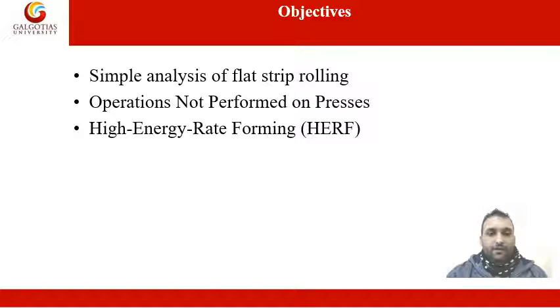The objective of today's lecture is the simple analysis of flat strip rolling. Then we will discuss the sheet metal operations that are not performed on a press and die setup. Then we will discuss high energy rate forming, which is an advanced forming process.